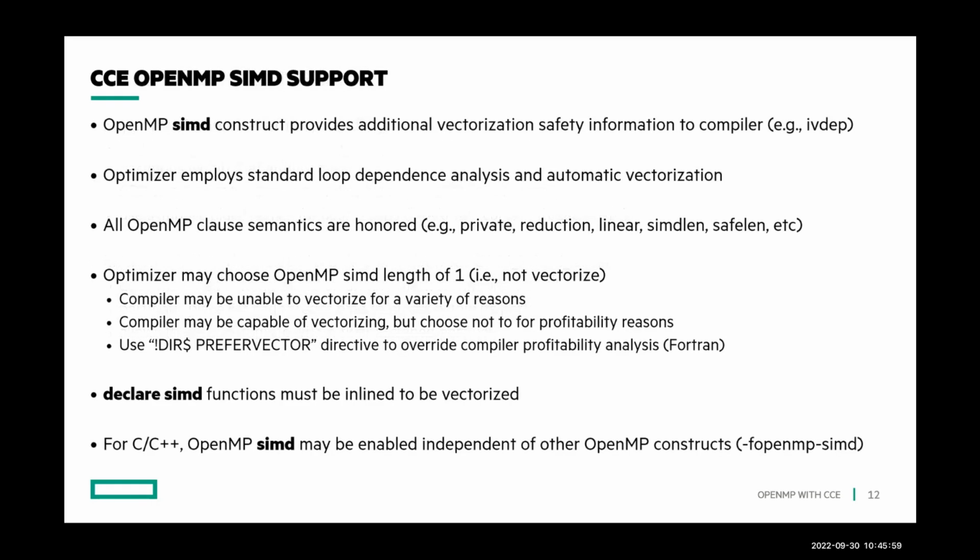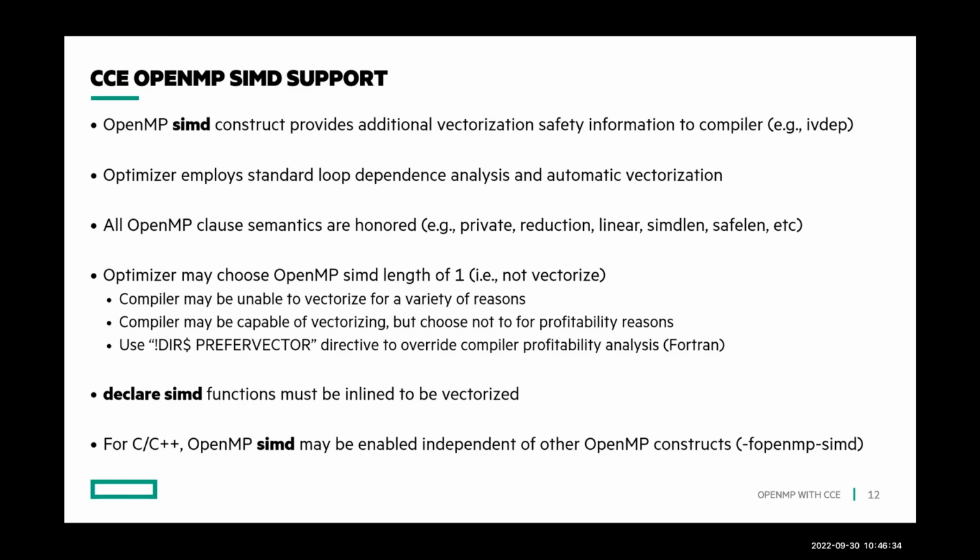Okay, a few notes on SIMD support. So SIMD is very useful for providing additional vectorization safety information, similar to IVDEP. And our optimizer will employ standard loop dependence analysis to do automatic vectorization. Particularly for our Fortran compiler, it's fairly advanced, I would say, in that respect, and fairly mature. If we see a SIMD construct, we will honor the semantics. So any private clause, reduction clause, linear, etc., those will all be handled correctly.